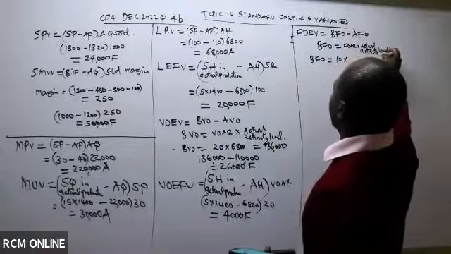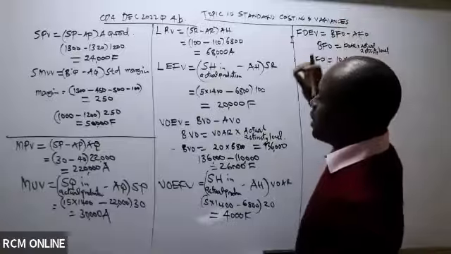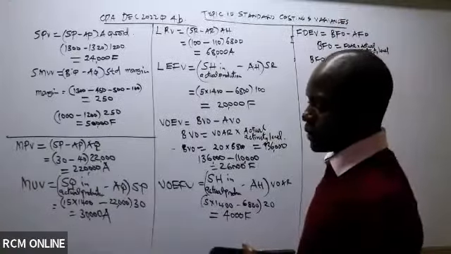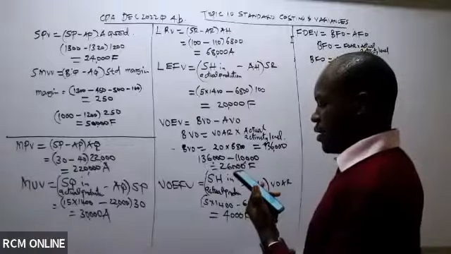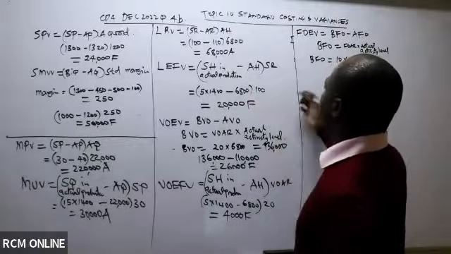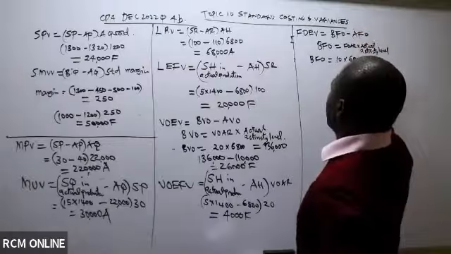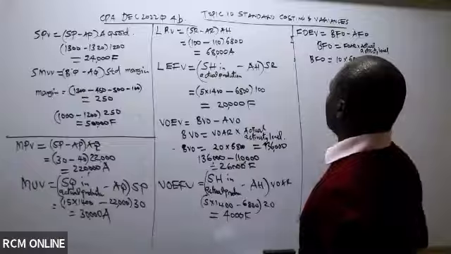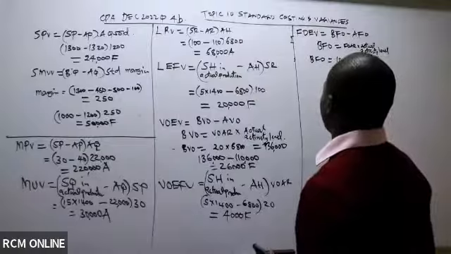We multiply by the actual activity level. You can clearly see our fixed overhead is also dependent on what? On labor hours. So what is our labor hours? Actual labor hours, 6,800. So that will give us 68,000.